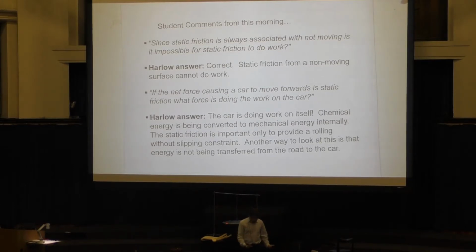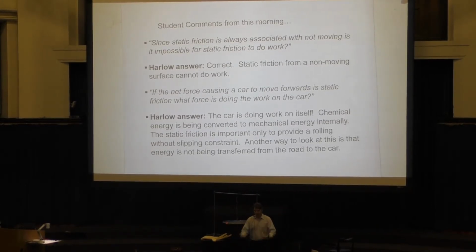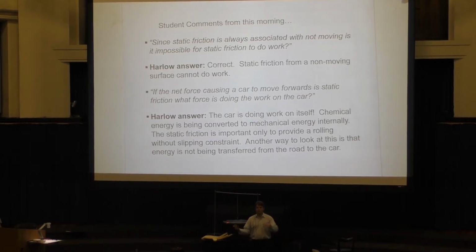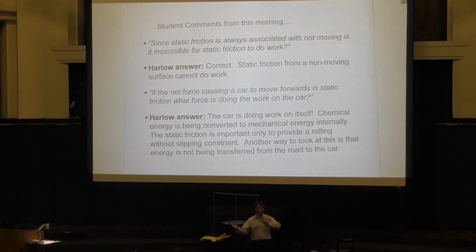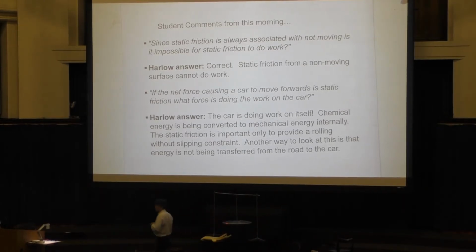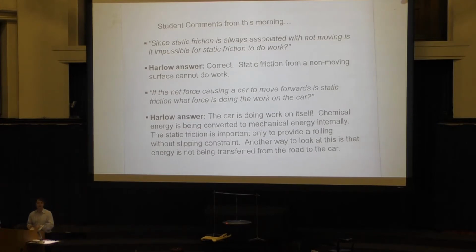And what the road does with static friction is it provides this constraint, rolling without slipping. It's a constraint that if the wheel is turning, then the whole car moves. And it provides momentum, but does not transfer energy. It's a bit weird.